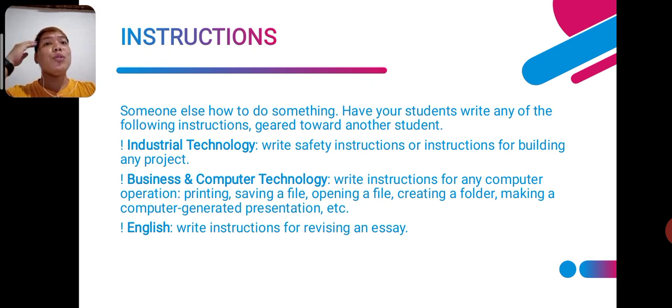Someone else how to do something. Have your students write any of the following instructions geared toward another student. Okay, let your students write something. This is to find out if they are able to instruct well. Are they capable of making instructions or something related to making instructions? For industrial technology, allow your students to write safety instructions or instructions for building any project.